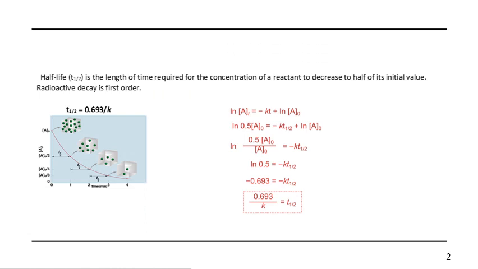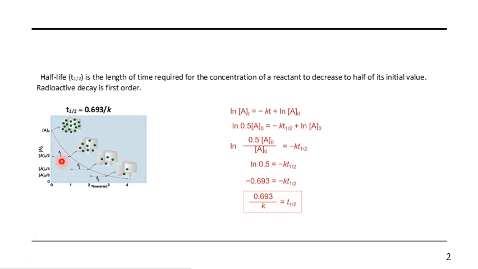Now let us see how half-life and first-order kinetics are related. So what is half-life? Half-life is the time required for the concentration of a reactant to decrease to half of its initial value. For example, radioactive decay is first-order kinetics.